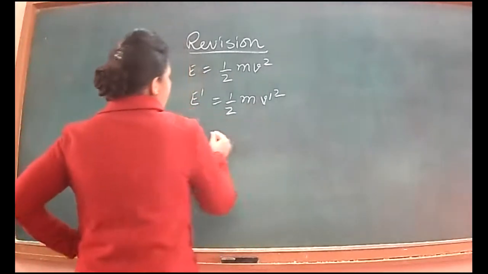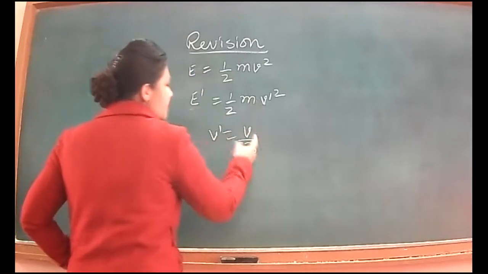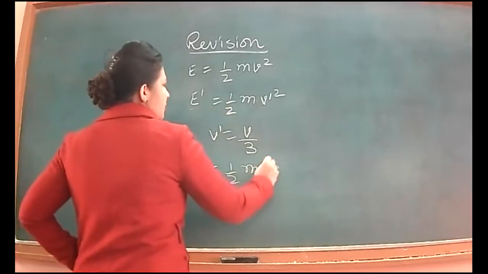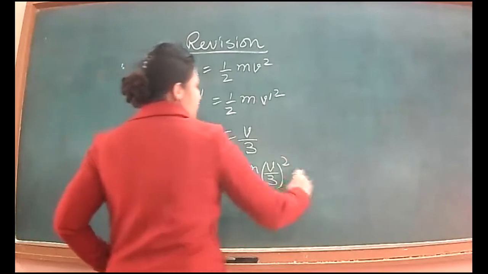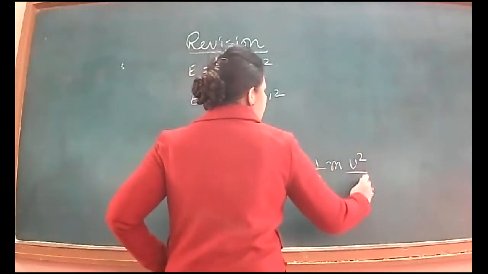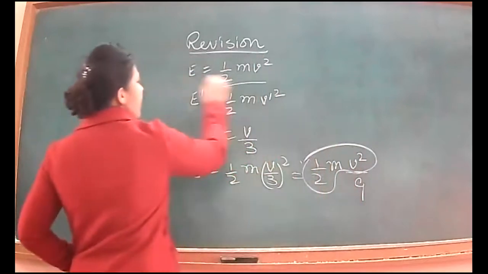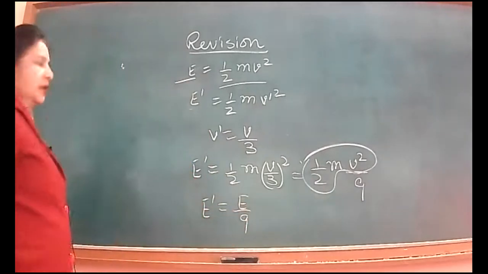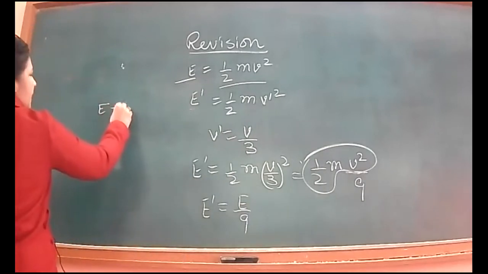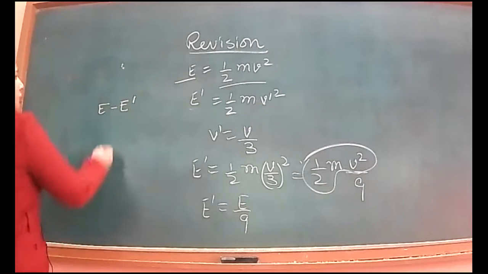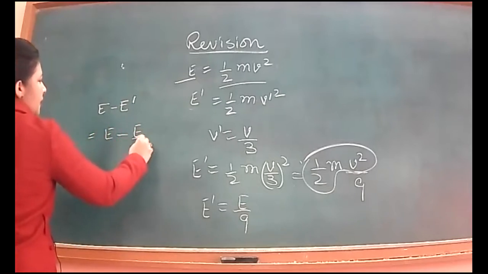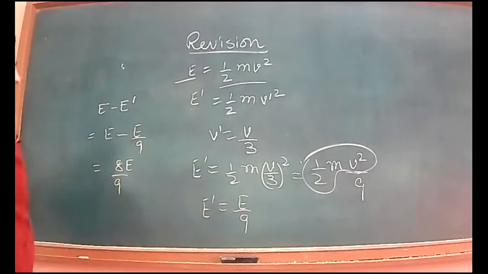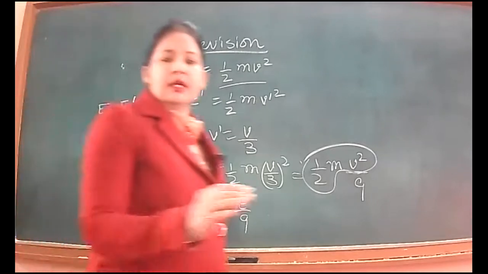Let's see. So new velocity is 1/3 of previous velocity, 1/3 of v. Okay? Put it here. E dash is half m v by 3 square. So that is half m v square by 9. We write half mv square as e. So e dash is e by 9. This is new kinetic energy, e by 9. But we are asking change in kinetic energy. What is the change? E minus e dash. So that is e minus e by 9. And that is 8e by 9. So the final answer is 8/9 e.